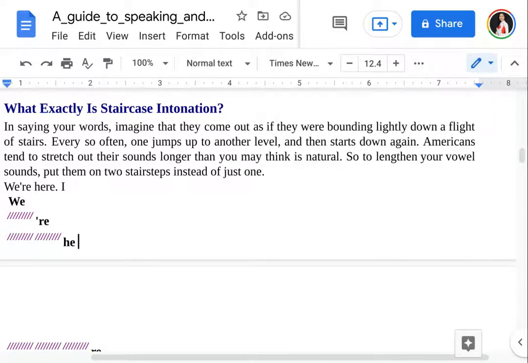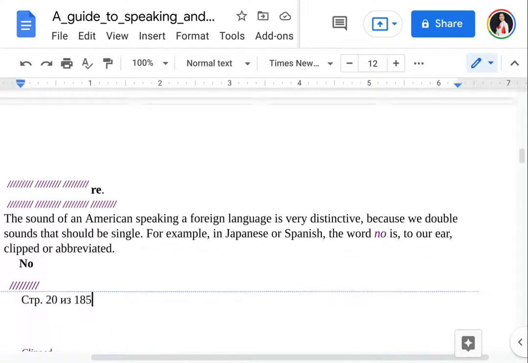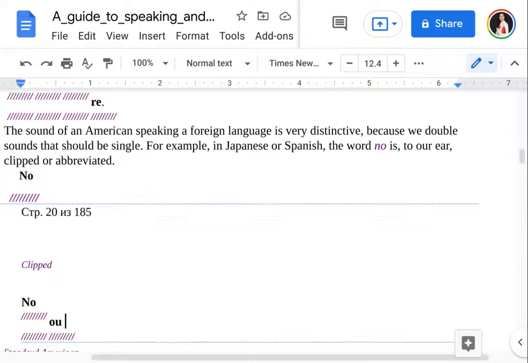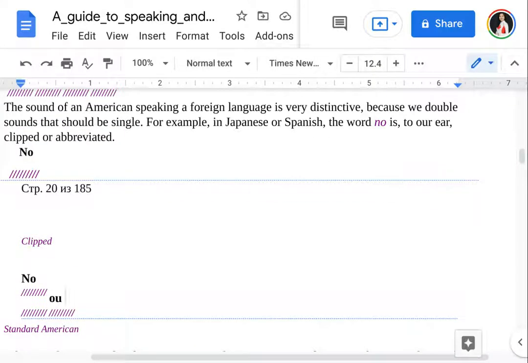The sound of an American speaking a foreign language is very distinctive because we double sounds that should be single. For example, in Spanish or Japanese, the word no is, to our ear, clipped or abbreviated. No. And in Standard American, no.